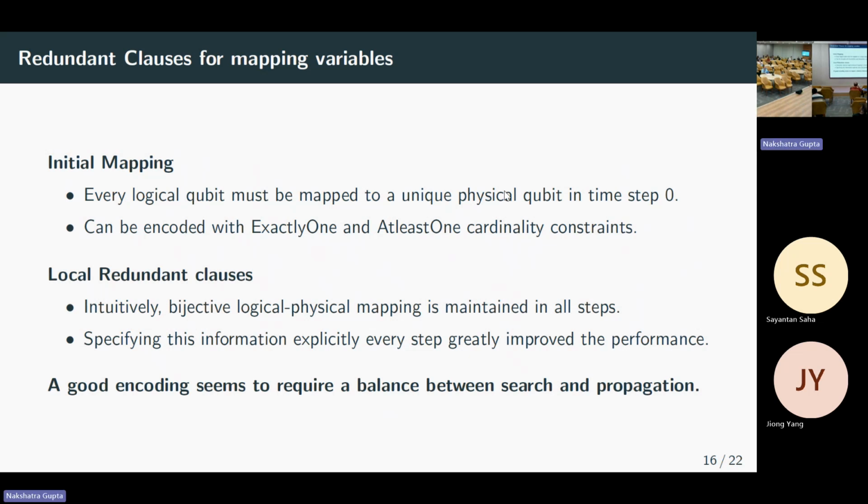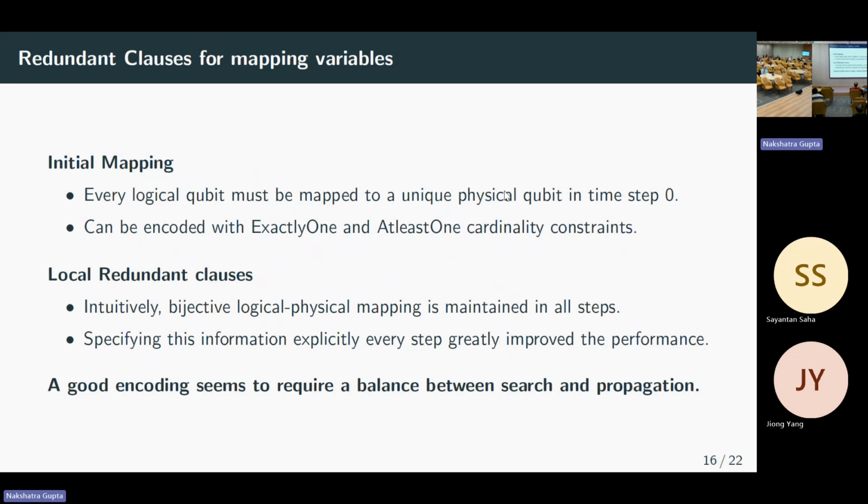So what we did, we have a basic encoding, which if you remove a single variable, it will be an incorrect encoding. And then from there, we started adding some redundant clauses or some domain-specific information. And it turns out that if you give too much, the SAT solver seems to have trouble finding the answers. But if you give the right amount, they perform much better. It's 5 times better sometimes.